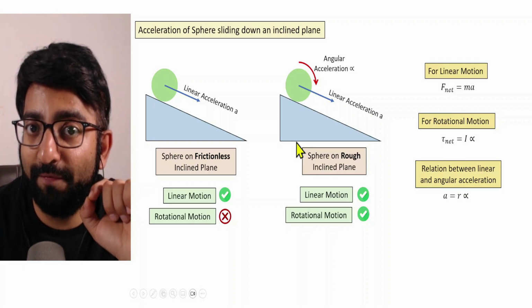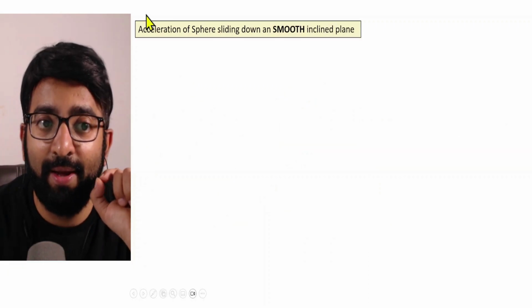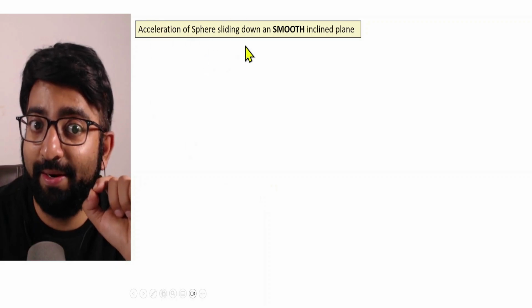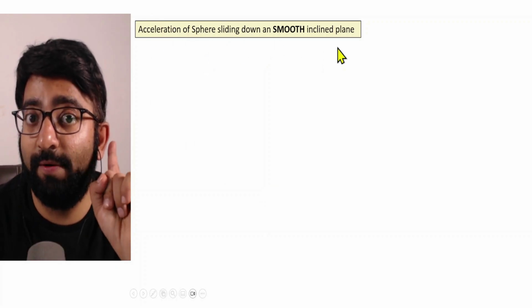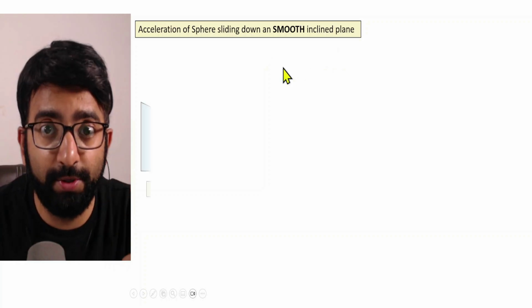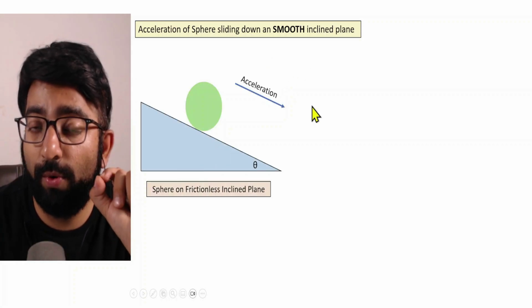Now, let us analyze all of this in a little bit more detail. Acceleration of sphere sliding down a smooth inclined plane. So, this is the first situation where linear motion is going to happen, but no rotation is going to happen.